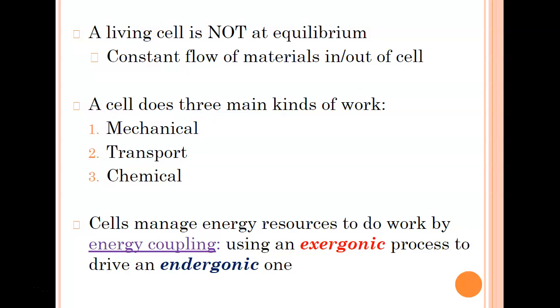Cells manage energy and resources to do work by coupling reactions. They put an exergonic reaction that gives off a certain amount of energy together with an endergonic reaction that absorbs roughly that amount of energy, so that they don't end up wasting any energy or output. That's what energy coupling is.